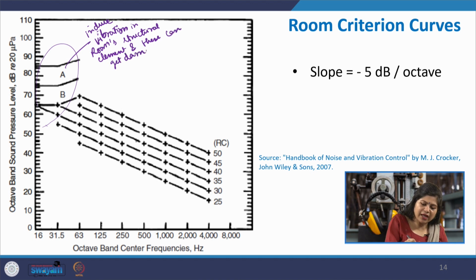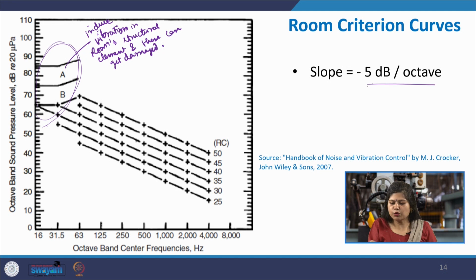So, even that is not desirable from the vibration point of view, and hence it is flatter and downward compared to the previous curves we have, the downward values. Okay. And for this curve the typical slope is 5 dB per octave. It is a more flatter curve we are observing here.